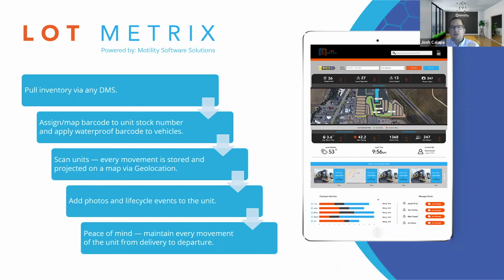So at a high level, how it works is Metrix will integrate with your DMS. So with Motility, it'll integrate with Infinity and Anywhere. And on a daily basis, it's going to pull down your unit inventory data. So it's going to look at the stock number, make and model, things of that nature, and it's going to download it into the Metrix environment. From there, Metrix will program and print out a barcode that it'll actually attach onto the unit itself.